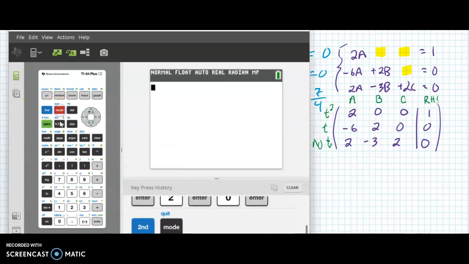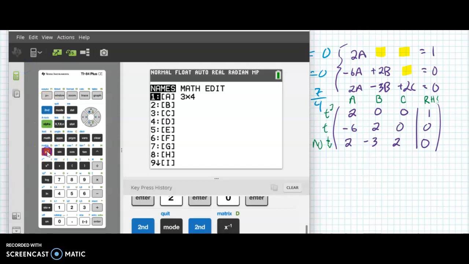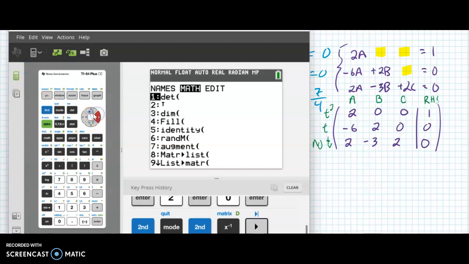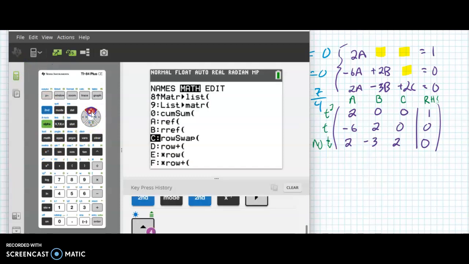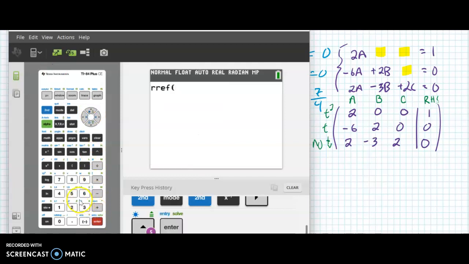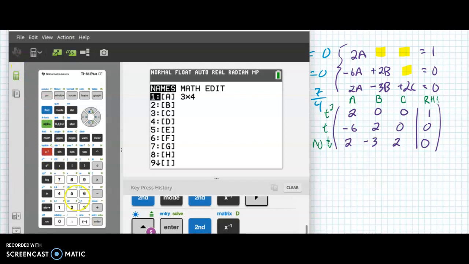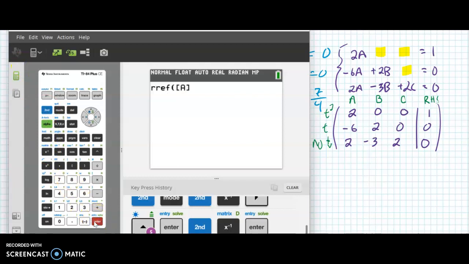Now what I can do is quit out of here, clear anything I have off. I'm going to go back into the matrix. I'm going to go over to math. I like to go around the top to get to RREF. That's reduced row echelon form. And then I pull up my matrix right here, and I apply that to this thing. And I hit enter, and it gives me this decimal.